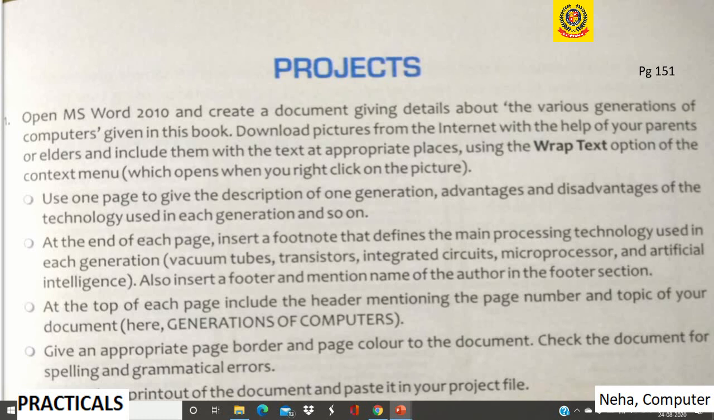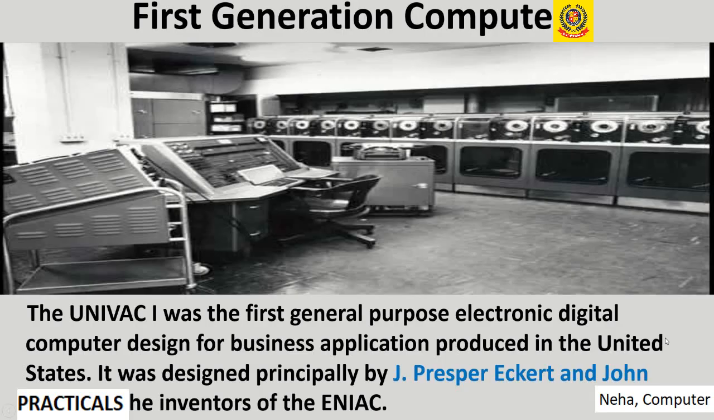And then we have to use header and footer, which we are going to see in Microsoft Word, how to create it. And we also have to check spelling and grammar errors. We are going to apply page border and page color to the document. And then if you have a printer, you can take out the printout and paste it in your project file. Now you have to make these.